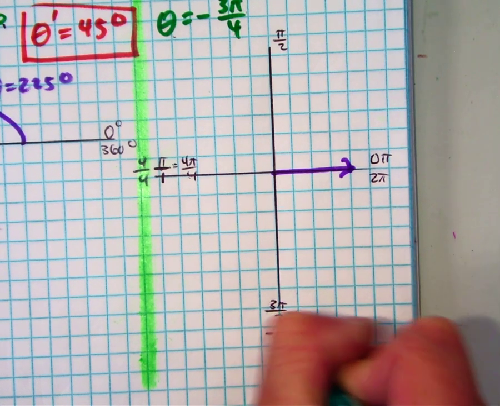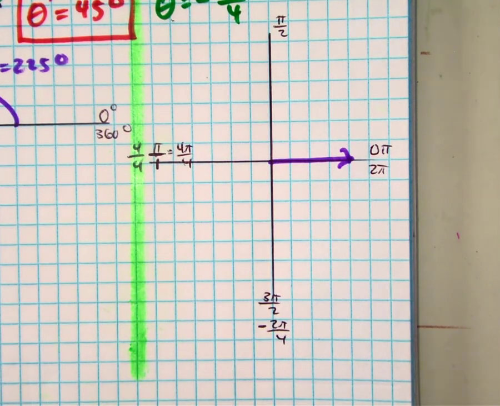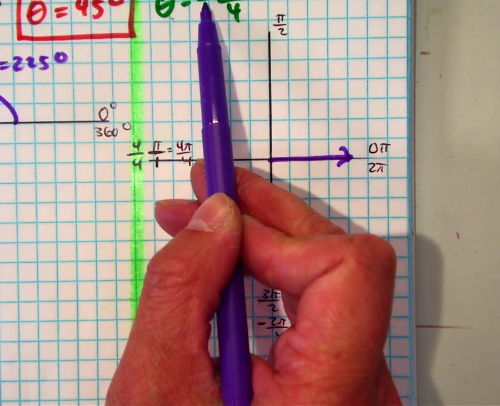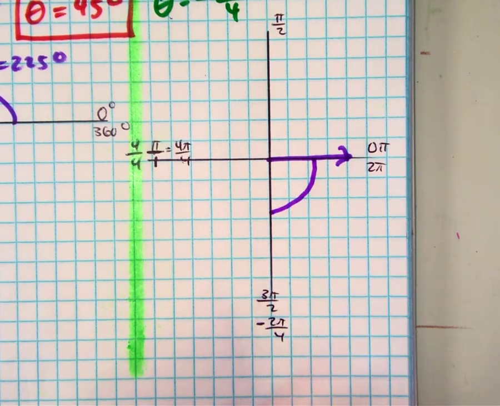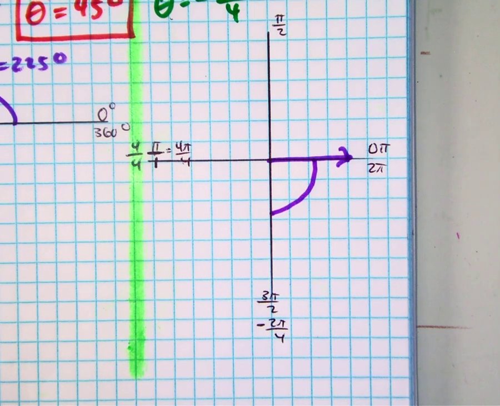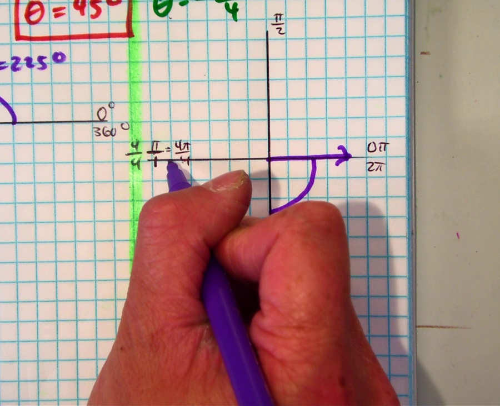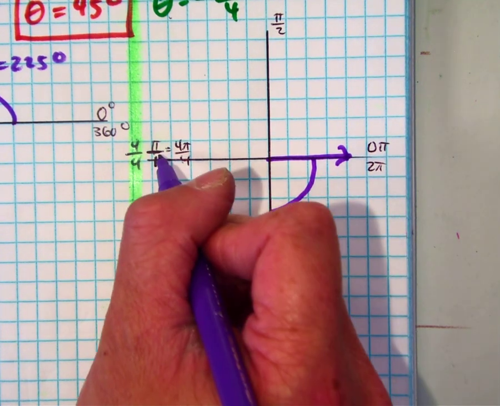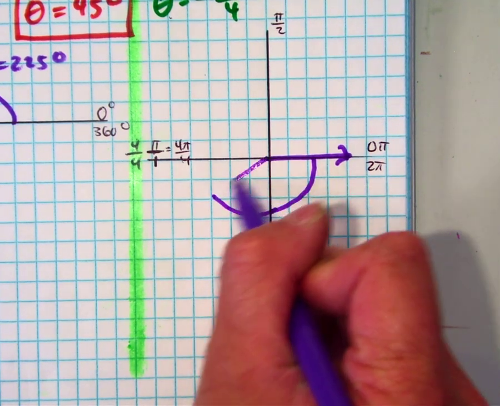Negative 2 pi over 4. Now watch this. The reason why I wrote this down here is because I have what? Negative pi over 2. Negative 4 pi over 4. But I don't need negative 4 pi over 4. I need negative 3 pi over 4.